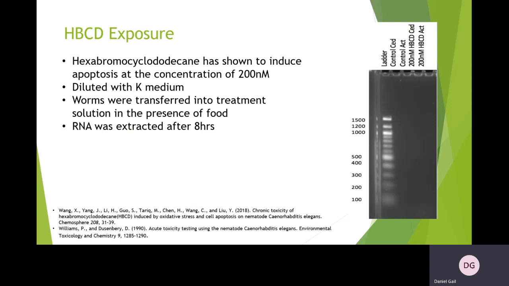It was important to find a positive control for SED3. This would allow us to have a baseline for what a band should look like in a situation where apoptosis is present. Hexabromocyclododecane, or HBCD, was shown in literature to induce apoptosis. C. elegans was transferred to a solution of 200 nanomolar HBCD in the presence of food, and RNA was extracted after 8 hours. This unfortunately showed no inducement of apoptosis.